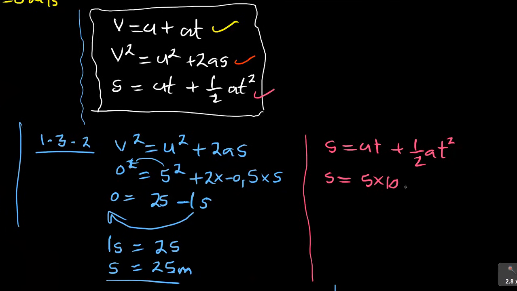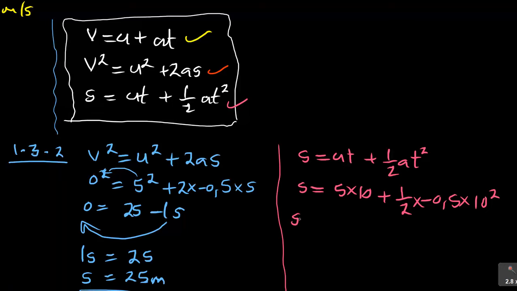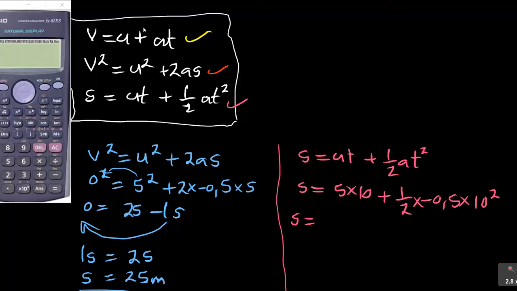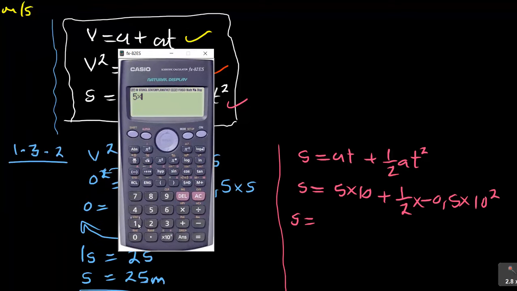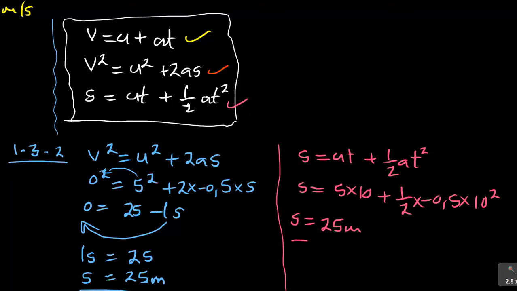Time is 10 plus 1 over 2 times acceleration, which is the one that was negative 0.5, we've just found that, which is negative 0.5 times t, which is 10 squared. So you can see that the formulas can still give you the same answer as long as you are using them properly and substituting properly. So it's plus half times negative 0.5 times 10 squared. That is 25, so this will also give us 25. Now displacement is measured in meters. So that is how you would have answered this question.